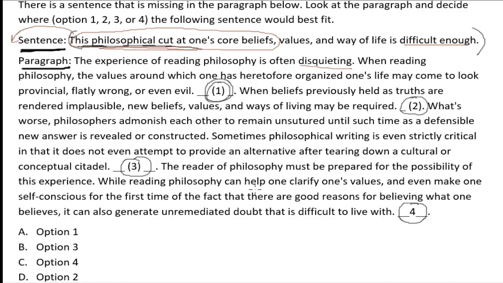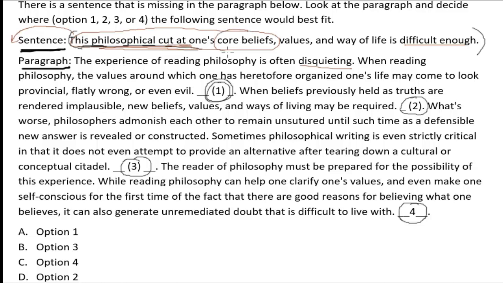While reading philosophy can help one clarify one's values and even make oneself conscious for the first time of the fact that there are good reasons for believing what one believes, it can also generate unremediated doubt that is difficult to live with. Now, the point is, if you read all the sentences, you must look for a sentence where you can see that there is a cut at one's core belief.